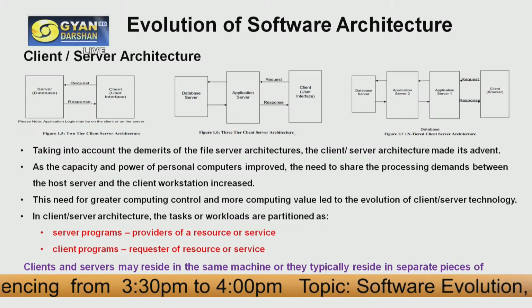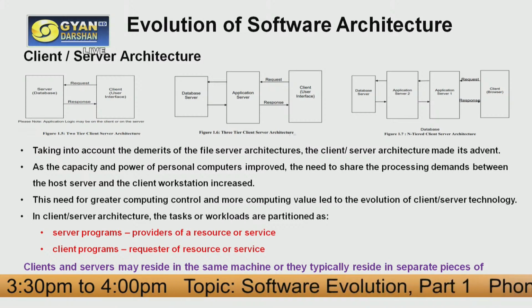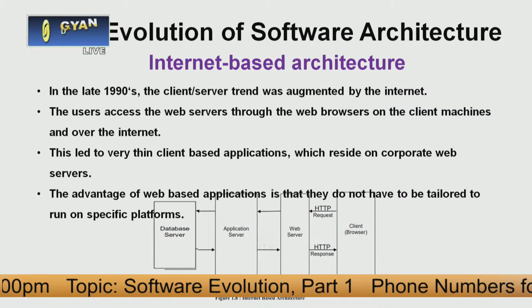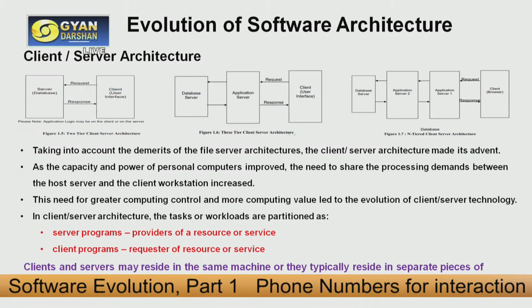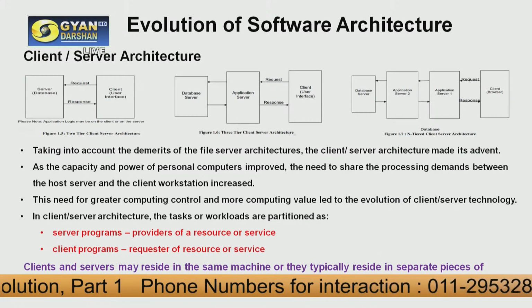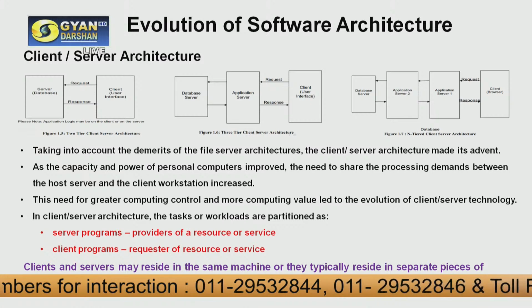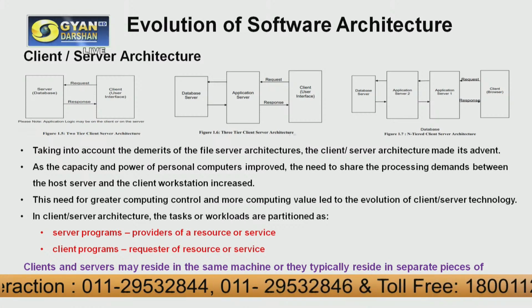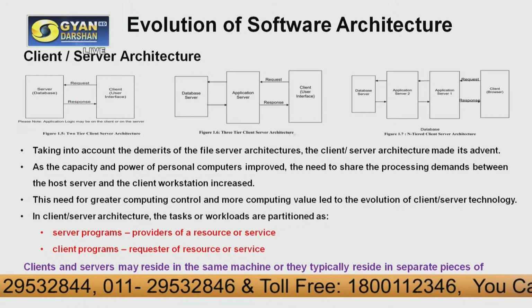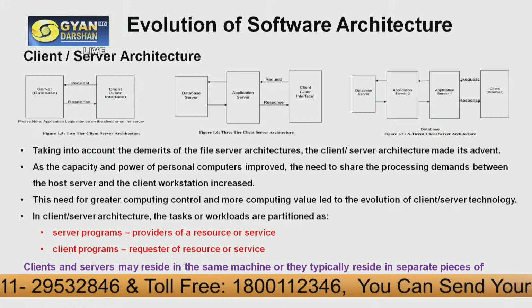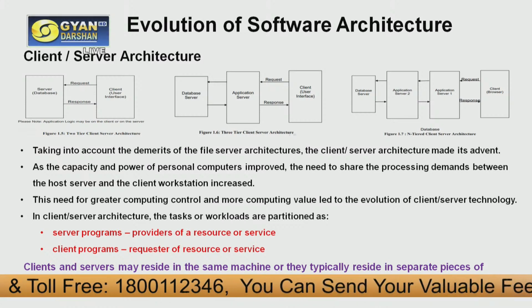Over here you might be seeing that in this 2-tier client server architecture, we have a server database and the client interface, and the client sends a request to the server, as a result of which the server responds to the client. So there are 2 nodes, client and server. This type of architecture is known as 2-tier client server architecture.